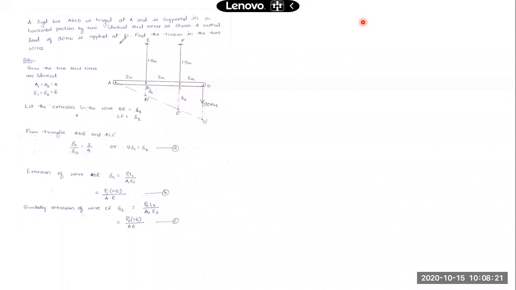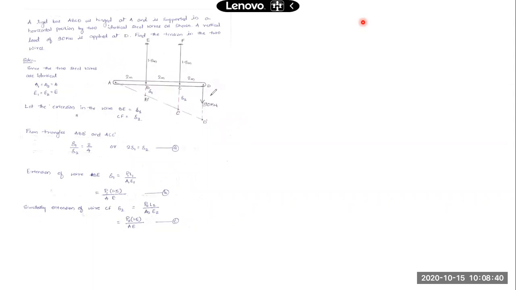Have you come across this problem earlier? If it is solved, please let me know. No, sir. Okay. So here, what you have is a rigid bar.